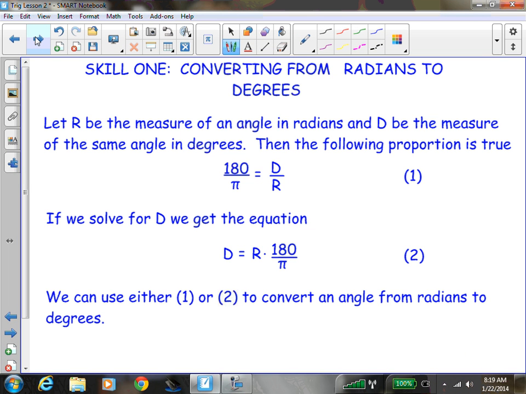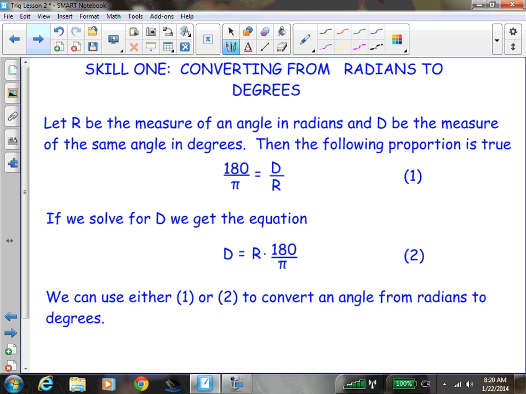We covered part of this in class last time. I'm going to go ahead and just start with it again. Last year in your Algebra 2 class in Miss Jones's room, you talked about converting from radians to degrees and vice versa, but the first skill that we're going to talk about is converting from radians to degrees.